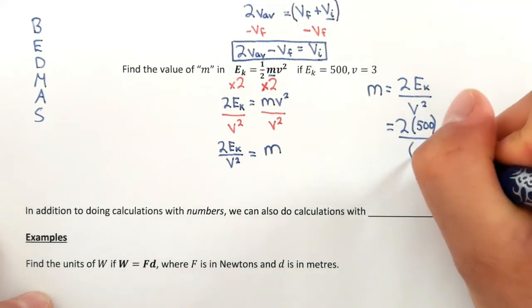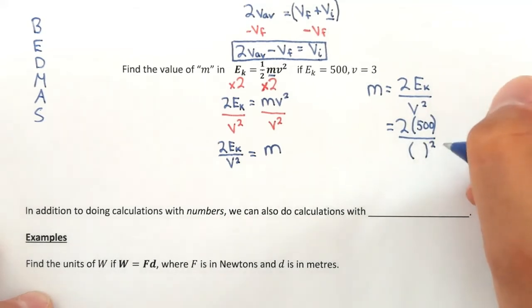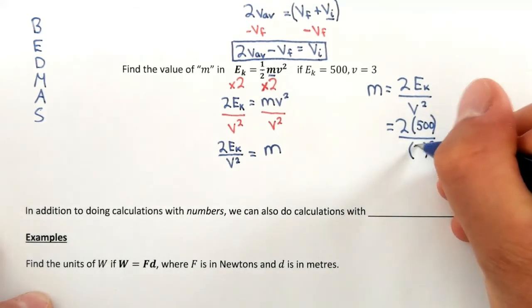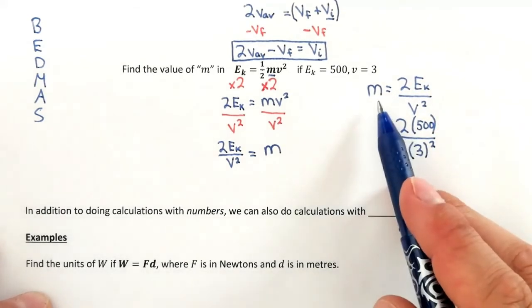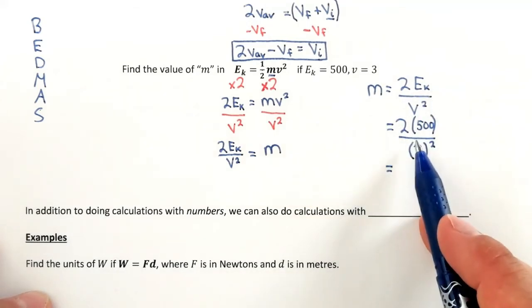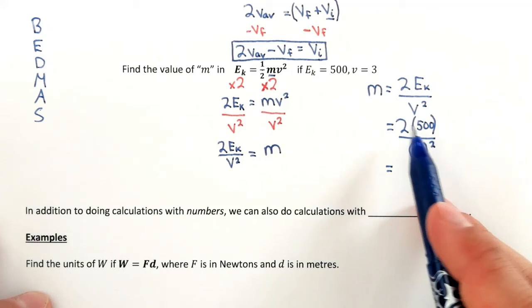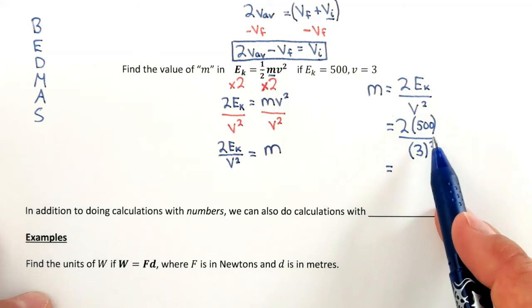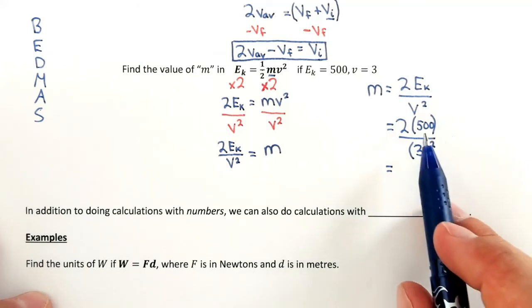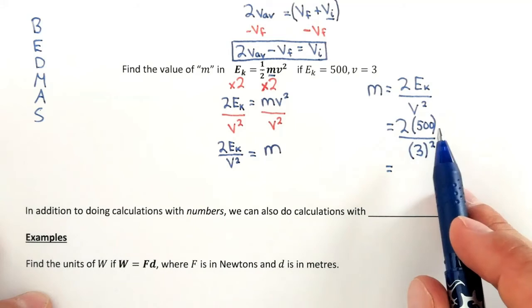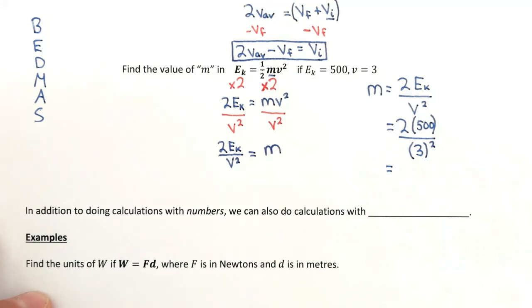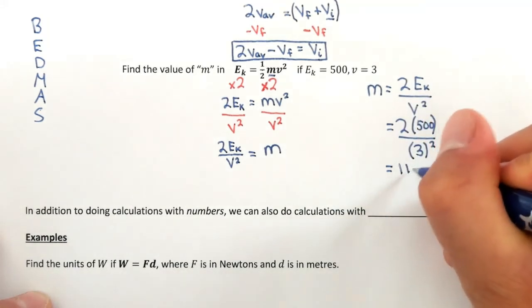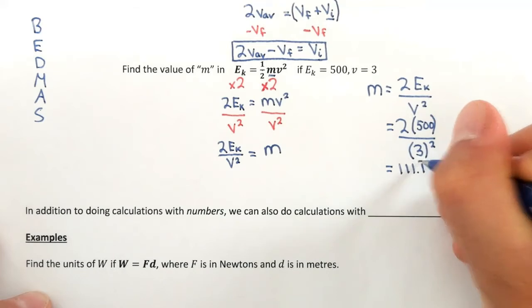And then down here, I had something that was squared. This was v, but that's going to be 3 now. So now, because my m is isolated, and all I have is numbers on this side, we're just doing regular bed maths. So I would go 2 times 500, because these are on the top of a fraction, so they're kind of in virtual brackets. And then I would divide that by, so the top would be 1,000, divide that by 3 squared, which would be 9. 1,000 divided by 9 gives me 111.1, repeating.